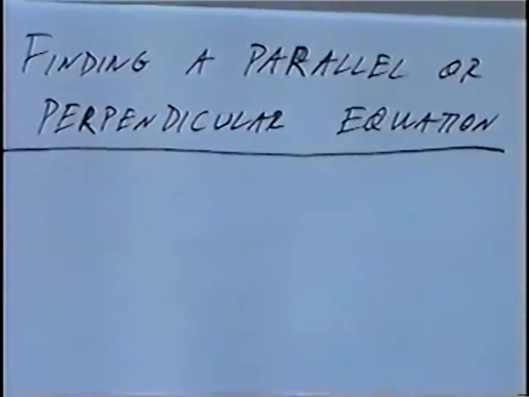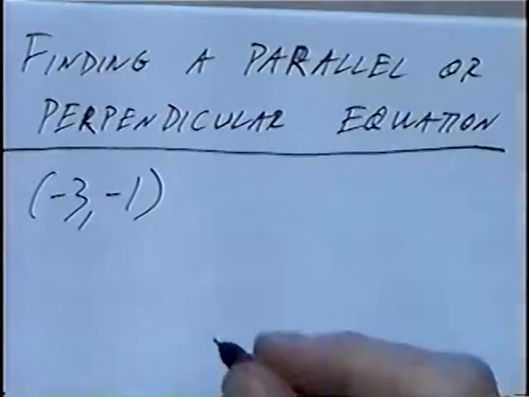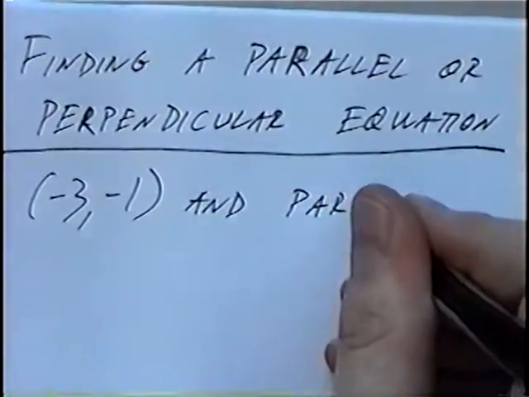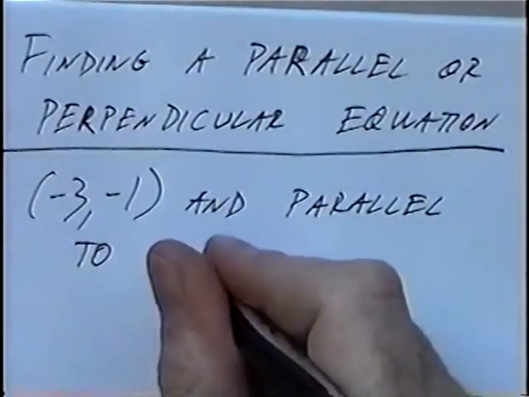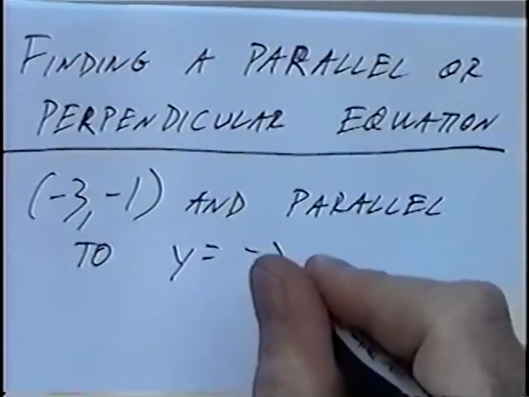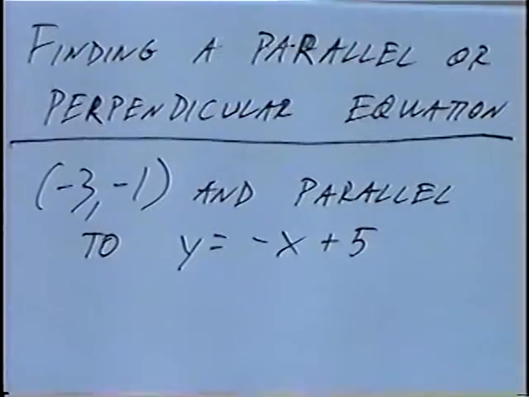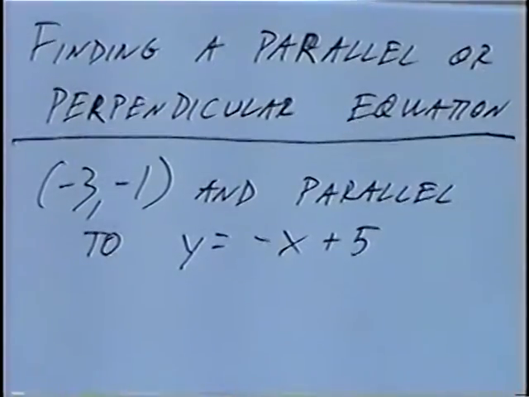First question is negative 3, comma, negative 1, and parallel to y equals negative x plus 5. So we want to find an equation that's parallel to this equation, but passes through the point negative 3, negative 1.